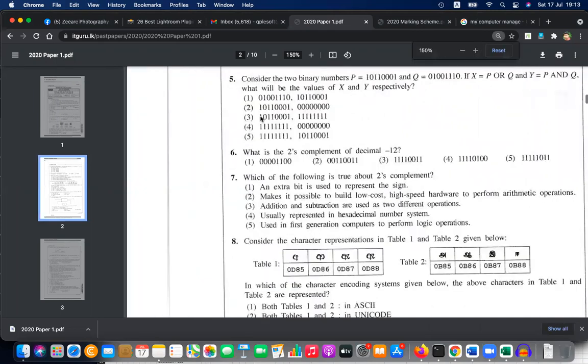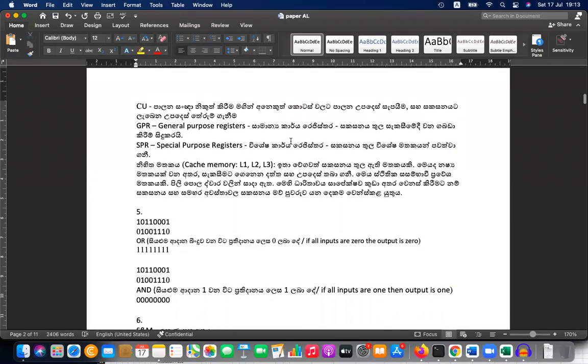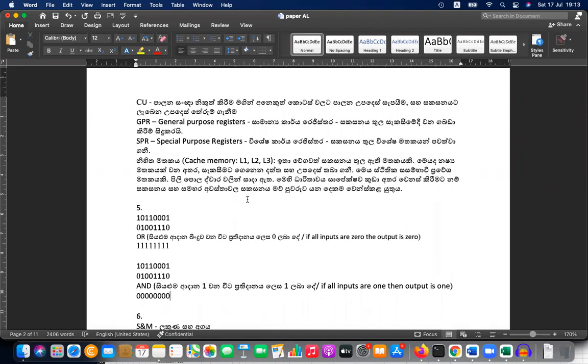Okay. Do you have any doubts about that? Those who need, you can write down how the calculation happens. If anyone needs, you can take a screenshot of this, or I'll send you the note also. Okay. So important points: if all inputs are 0, the OR gate will return 0. If all inputs are 1, the AND gate will return 1. Those are the important points here.